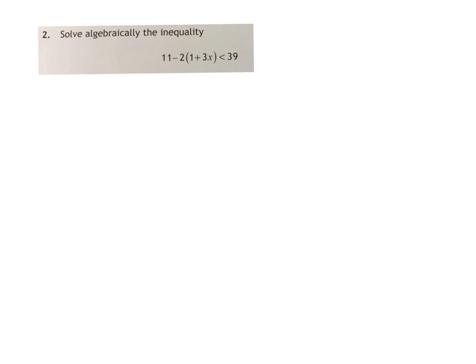Okay, so we're looking at question 2. We've got an inequality, so we've got 11 take away 2 times 1 plus 3x, and that is less than 39. So our first step we need to do is we need to look at this bit here, our bracket, and we need to multiply out our bracket.